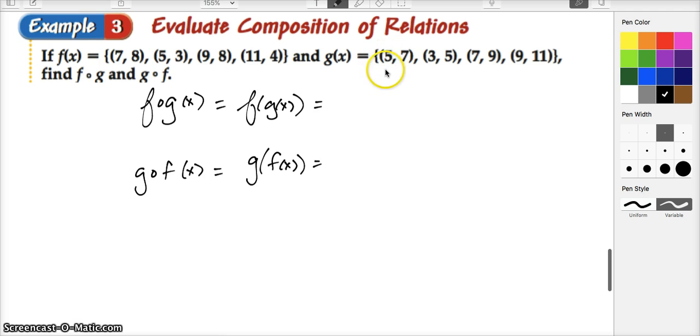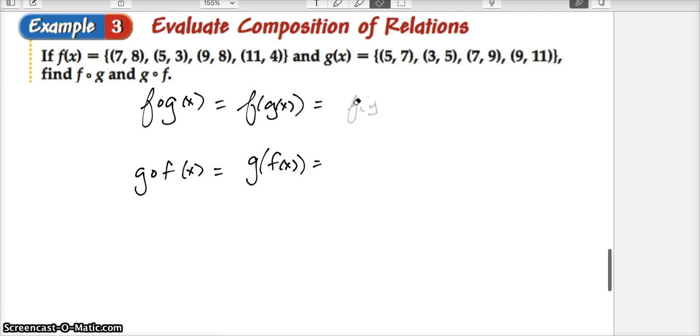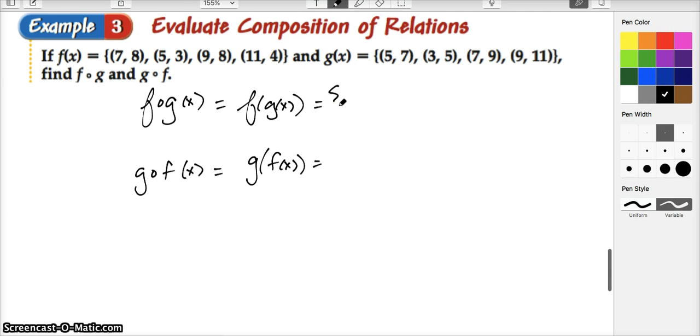So if I want to look at this first value, when I plug 5 into g of x, I would get 7. So what is f of 7? F of 7 is going to be 8. So watch this. F of g, well, I am not going to write it like that. I'm going to write it like this. When I plug 5 into this composite function, I don't get 7, I get 8 because it has to go through the g and then through the f function. I hope that makes sense. So 5, 8 is 1 point.